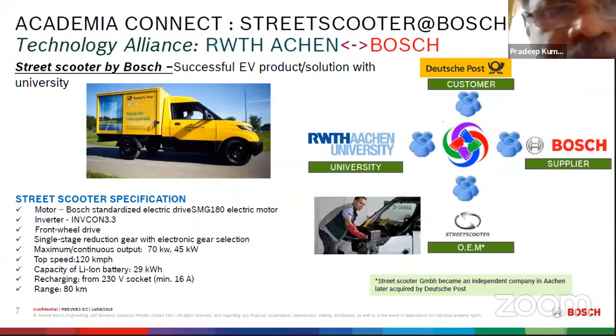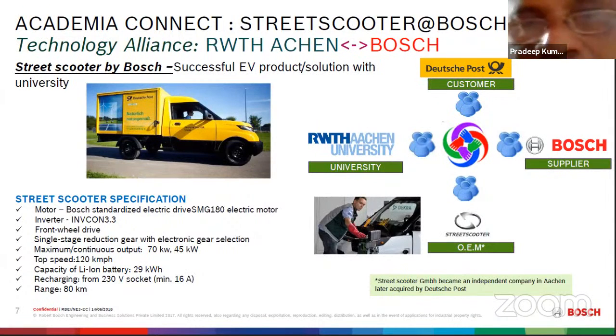So before ending, this is a university and industry collaboration that happened in Germany. Here you can see a particular vehicle which is used for a specific application in the post office in Germany. The Aston University and Bosch came together and designed the entire system, and then they made this particular vehicle an electric vehicle.